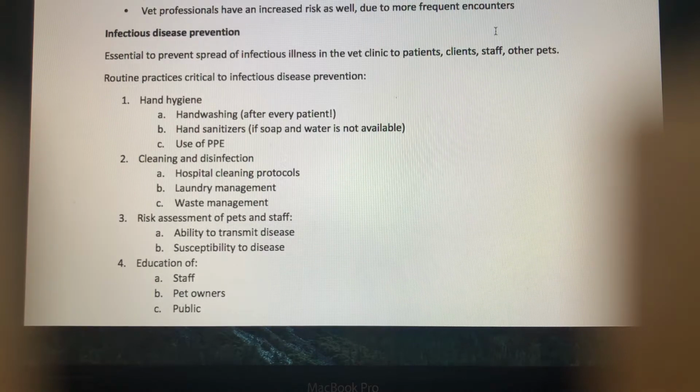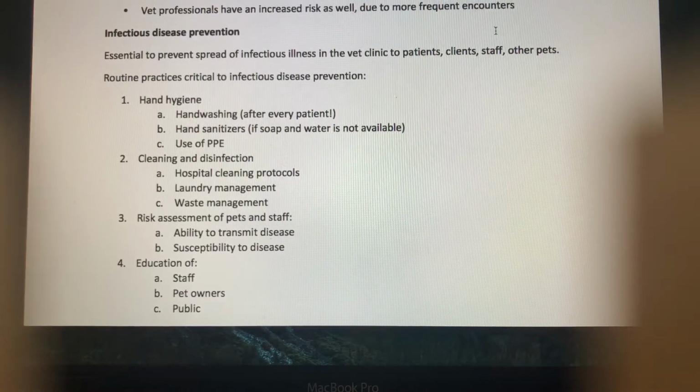We want to protect ourselves. And if clients are getting sick from a zoonotic illness that we failed to mention, that is considered malpractice as well. And if you recall, part of our code of ethics is that we protect public health and we protect human health. And that is all involved with these zoonotic illnesses.